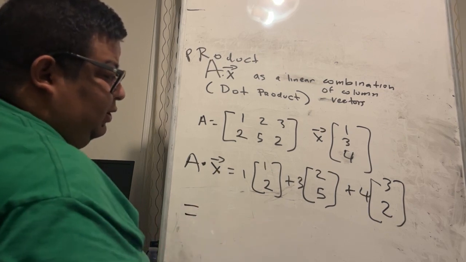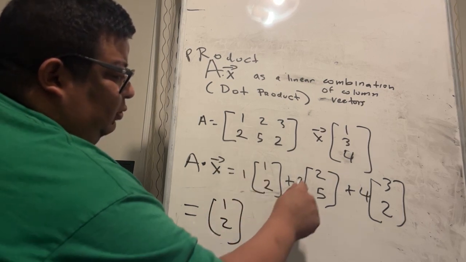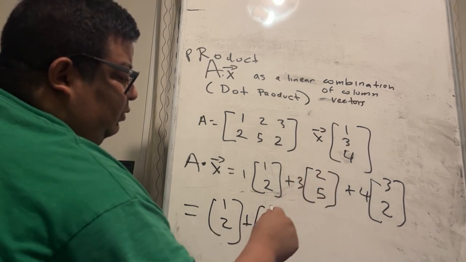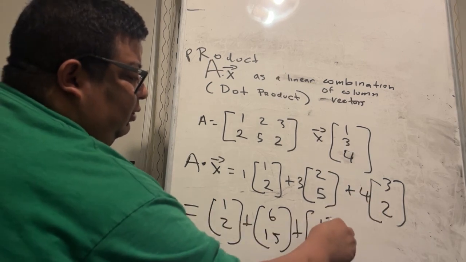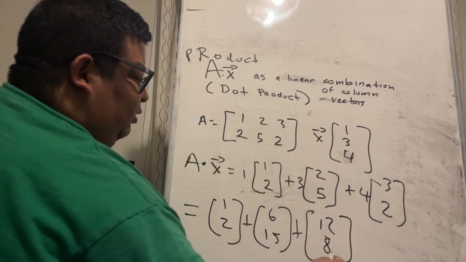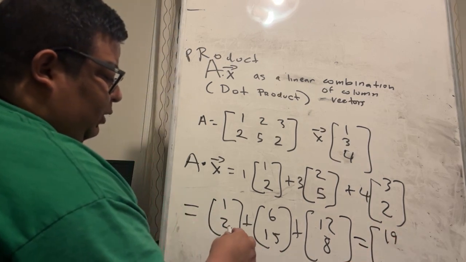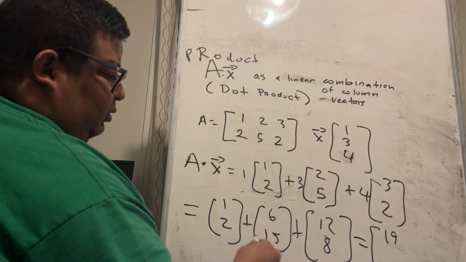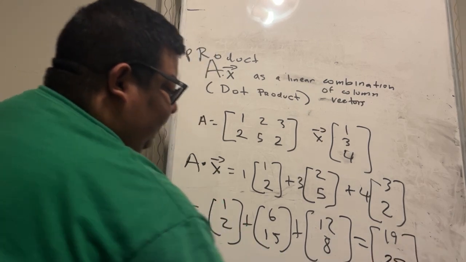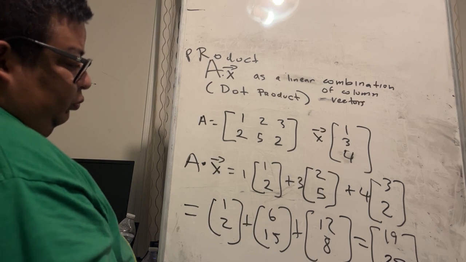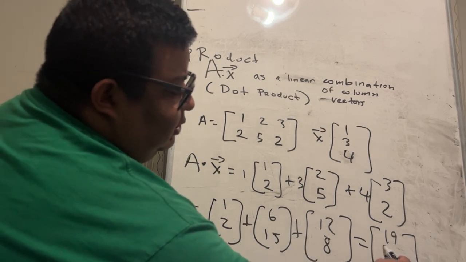Now we want to get an answer. 1 times the first column is 1, 2. Then 3 times 2 is 6, 3 times 5 is 15, and 4 times 3 is 12, 4 times 2 is 8. So 12 plus 6 is 18, plus 1 is 19. Then 2 plus 15 plus 8 is 25. So that's the result, and you can notice these are scalars, this is a scalar.